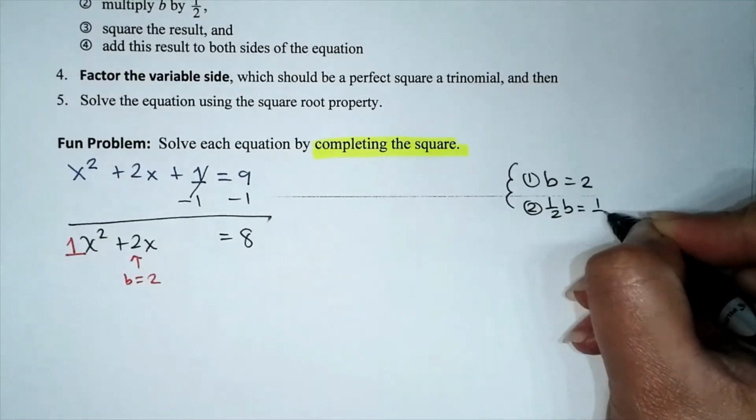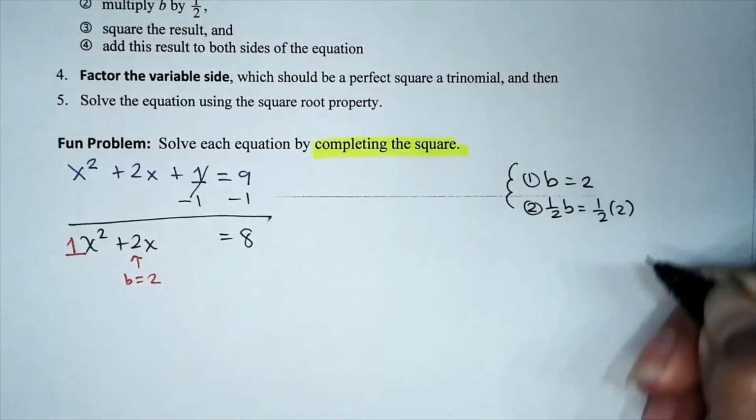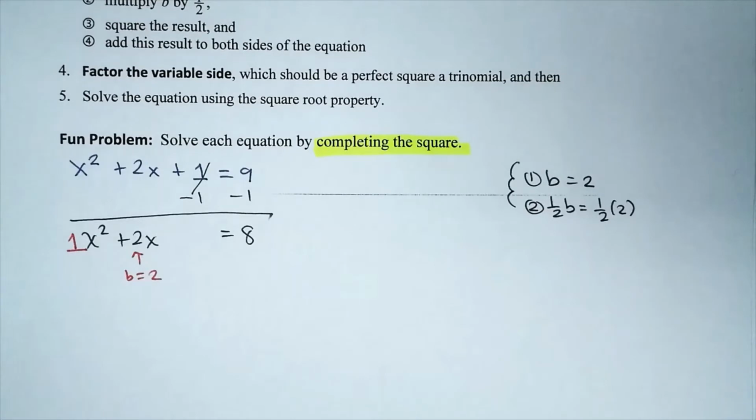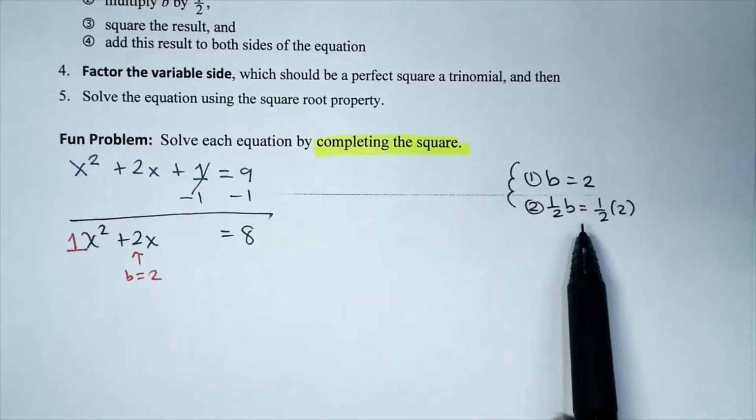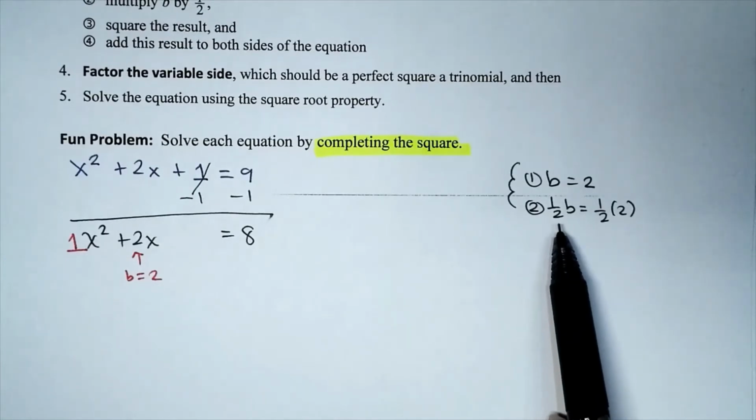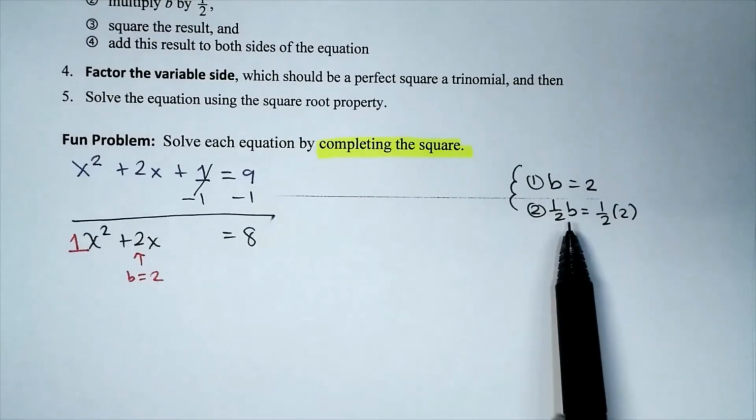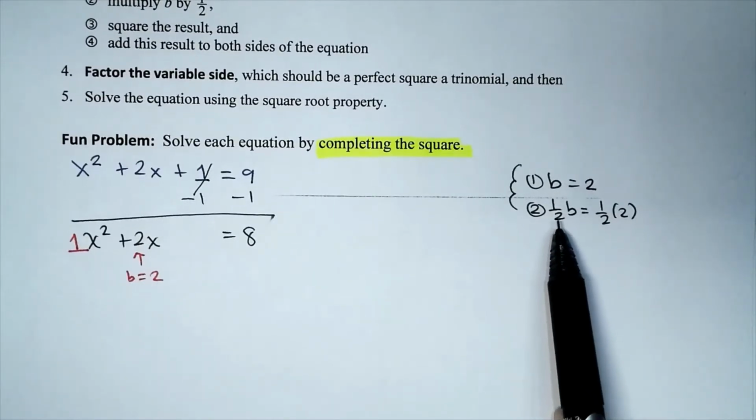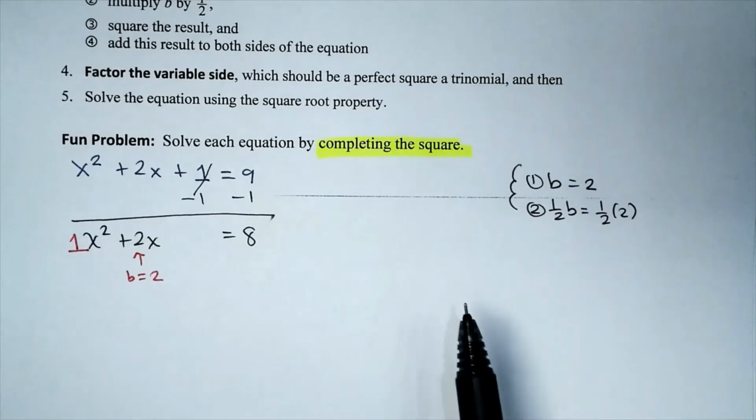Bear in mind that like a lot of the books, I think every book that I've read says divide by 2, but there's a reason to my madness. Whether you say multiply b by 1/2 or divide it by 2, it's the same thing, because dividing by 2 and multiplying by 1/2 is the same thing. But I recommend that you always say multiply by 1/2. You'll thank me later.